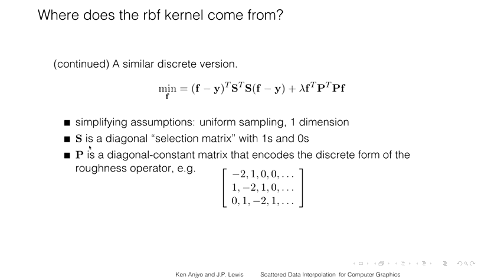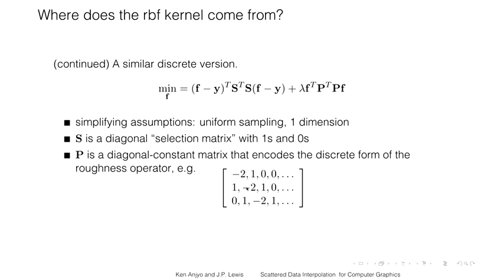Oh, and by the way, so S is, well, here it says it's diagonal. It could be diagonal or it could be sort of a wide matrix depending on how you set things up. The P, again, this is now a discrete derivative encoded as a matrix. So this is a Toeplitz matrix. It's diagonal constant, off-diagonal constant. So each row is shifted over from the one above, and each row then is taking a discrete derivative of the function at a particular place.